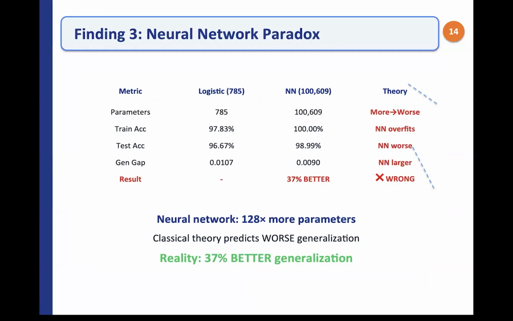Instead, the neural net reaches 100% training accuracy and 98.99% test accuracy, with a generalization gap of 0.009, about 37% better than logistic regression. So here, more parameters actually do help.